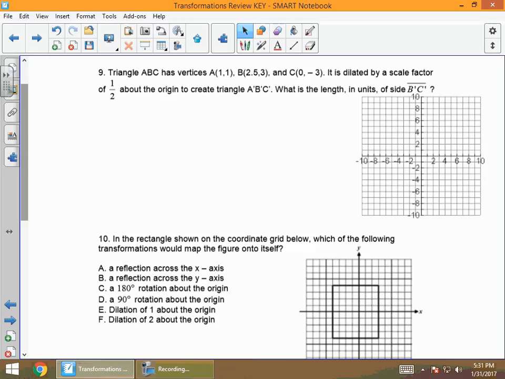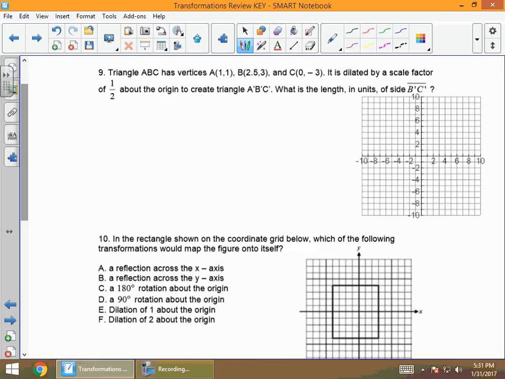Question number 9 says triangle ABC has vertices at (1, 1), (2.5, 3), and (0, -3). It's dilated by a scale factor of 1/2, about the origin, to create a new triangle. What is the length in units of side B prime C prime?